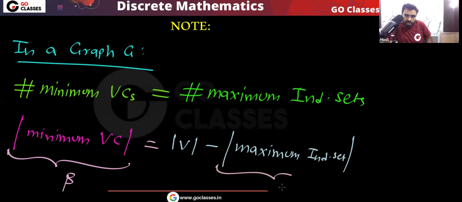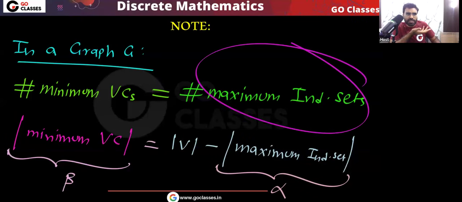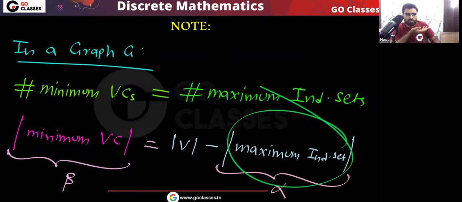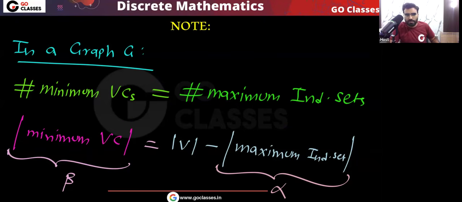Okay, that is your alpha. So I hope you understood this point. Understand the difference here, that in any graph G, how many minimum vertex covers we have, that is same as how many maximum independent sets we have. But remember, the size of minimum vertex cover beta is equal to the number of vertices in the graph minus the size of maximum independent set. Okay, I hope you understood all these points.